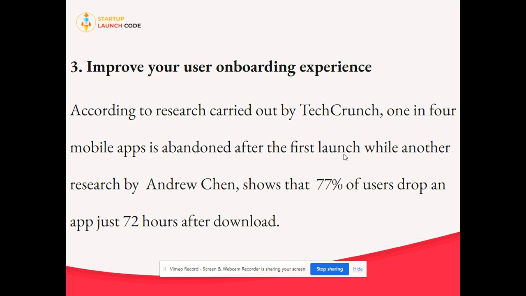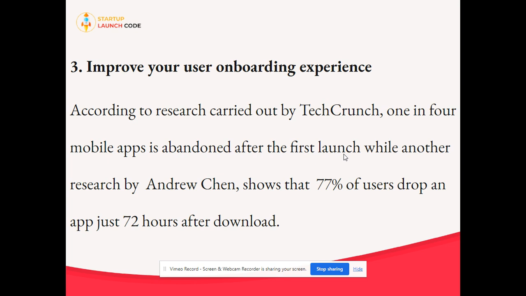So you need to ensure that your onboarding experience is very smooth. Get users to onboard properly. If users are unable to understand your product interface, if they are bombarded with too many features and processes, and you get them confused, they don't even know where to begin, they tend to abandon your product or your application. So you need to make your user onboarding experience as smooth as possible.